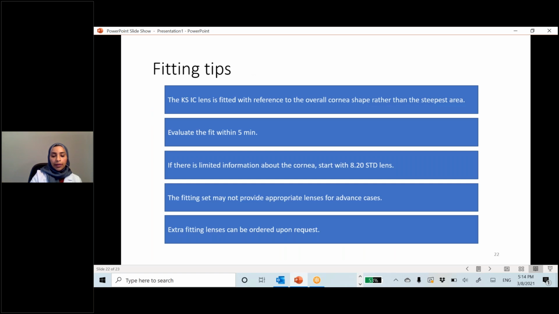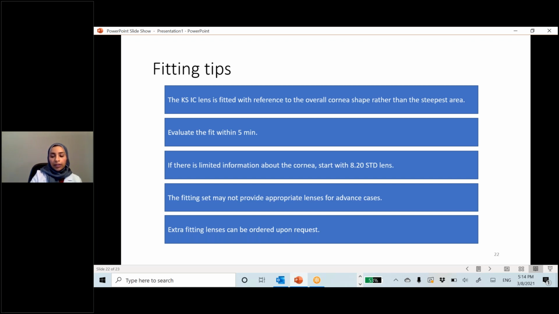Some fitting tips: the lens fits with reference to the overall cornea shape, so we will be using some flatter base curves than usual. That's why we have the set with the flatter base curve parameters. It's very important to evaluate the lens within the first 5 minutes. Also, if you have limited information about the cornea, you can start with an 8.2 standard diagnostic lens, and based on the MOROCCO, you will know whether or not you need to go steeper or flatter.